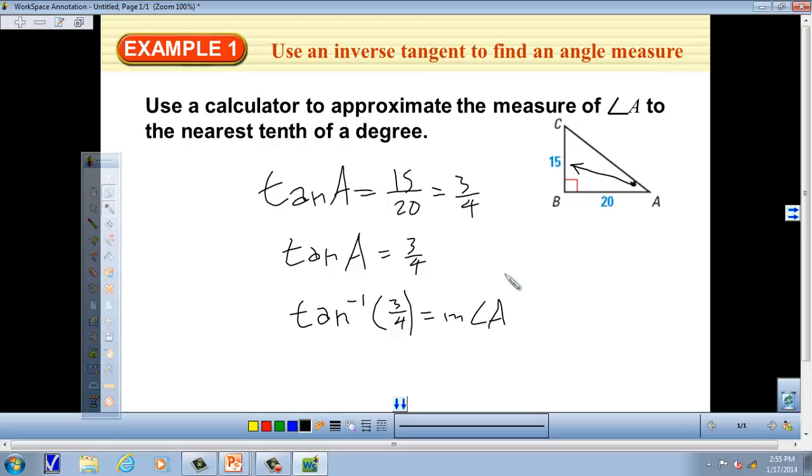And then this is the point where we get our calculator out and we do the inverse tangent of 3/4. Oops, let me try this again real quick. If we do that on our calculator, we end up with, to the nearest tenth, 36.9 degrees. So that's literally telling us that this angle is 36.9 degrees.